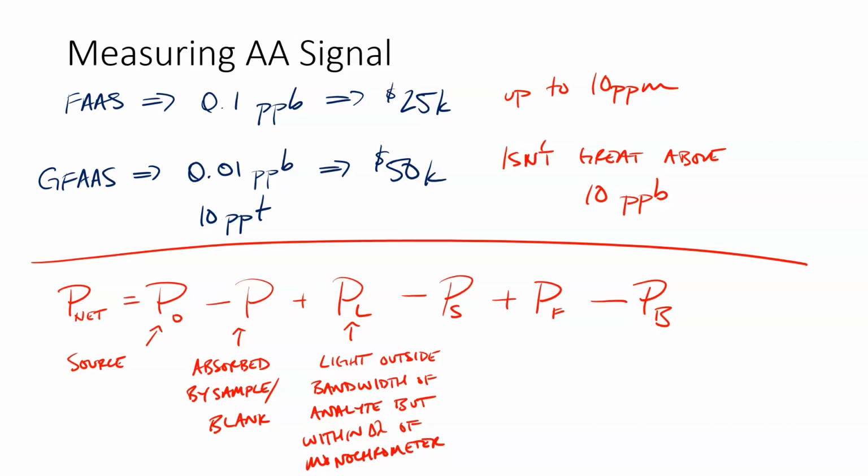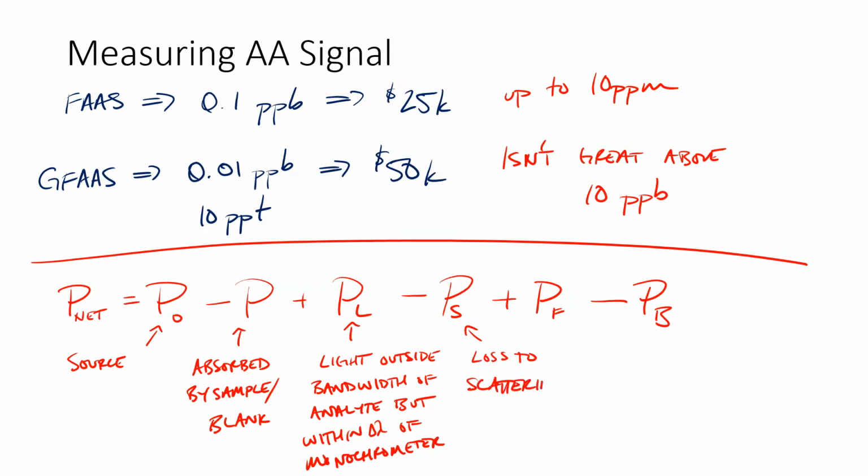If we're at half a nanometer and the bandwidth of our transition is 50 picometers, then we're talking about 90% of the light that's getting through our monochromator is not light that we really care about. And so that's a big source of extra light in our equipment. Think about this as stray light in a UV vis. This P sub S, right? This is power that we lose to scattering.